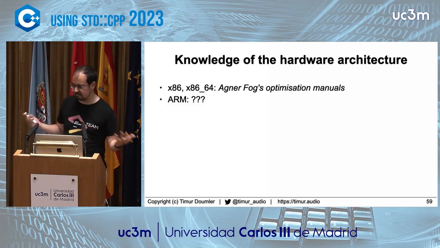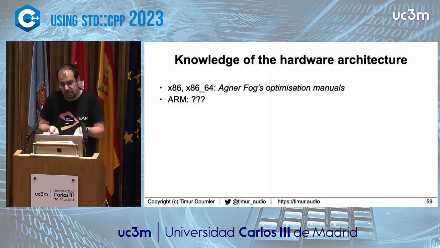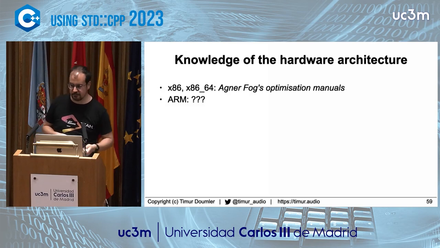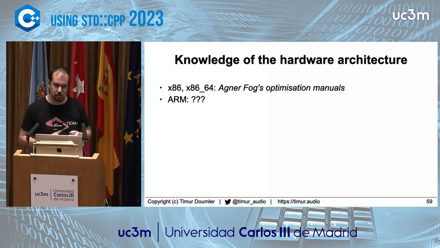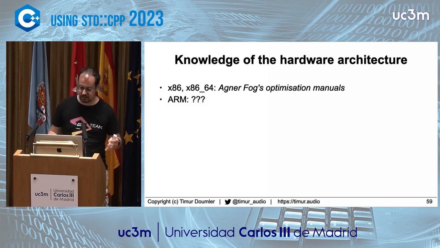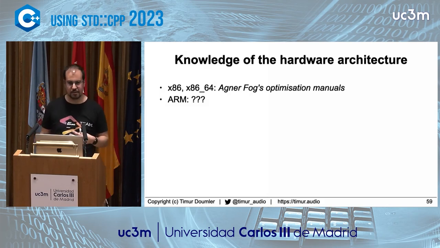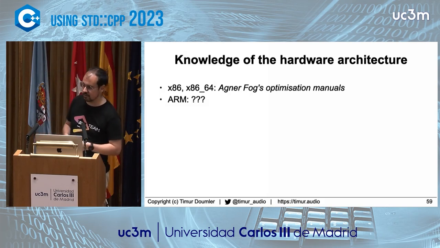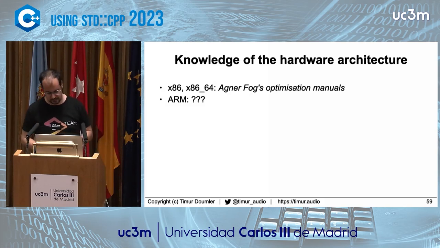For ARM, which is becoming increasingly important, like this laptop here has an ARM processor in it, right? So none of this stuff from Agner Fog applies. For ARM, I don't really know a good optimization manual beyond the usual ARM documentation. So if anybody knows a resource about optimizing for ARM, I would be really interested in that, because it's becoming more and more important.